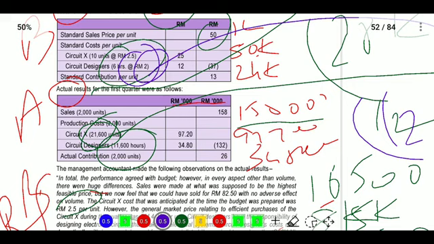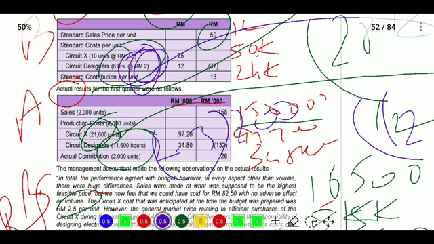30 rupees, if you take 30 rupees, means 10 divided by 3 rupees. So here they provided 1 unit at 2 rupees, and it was 3 rupees. Now 2 minus 3 into quantity. Which quantity will we take? Actual quantity, 2000. This is the price variance.